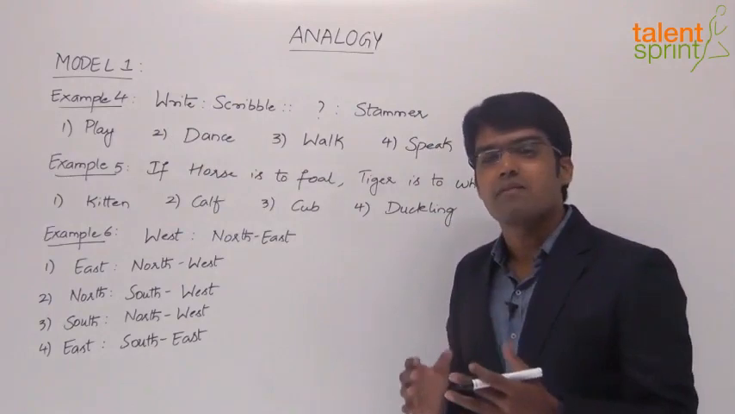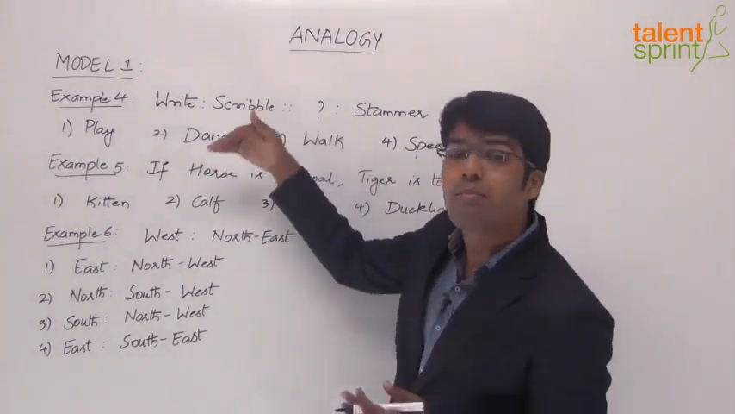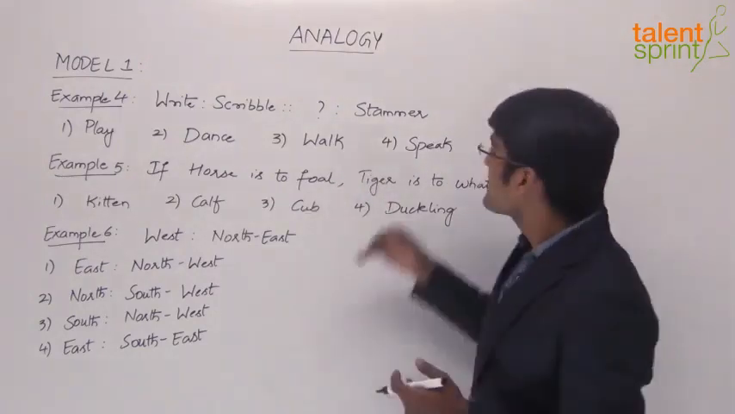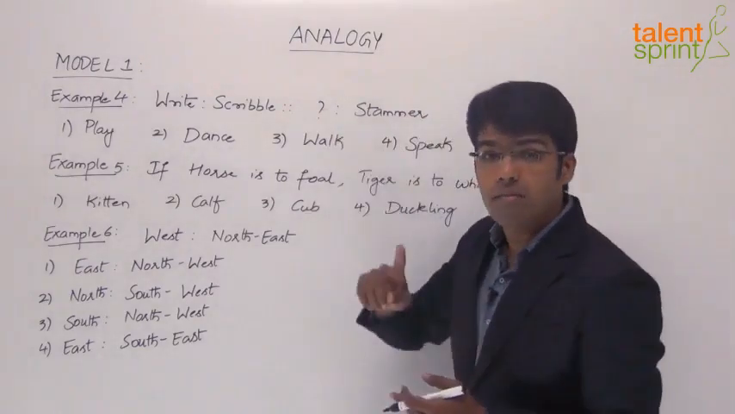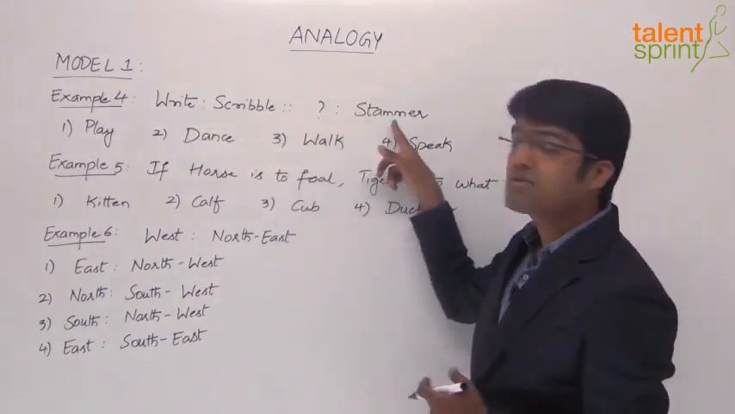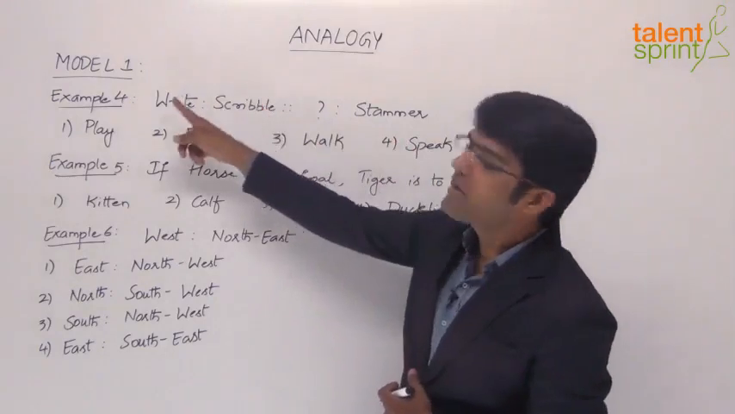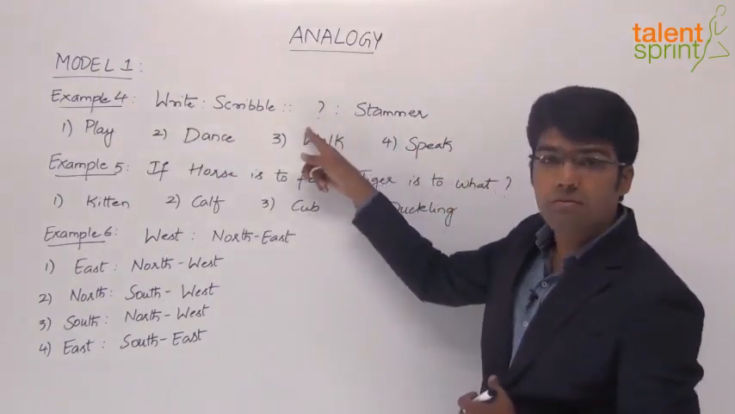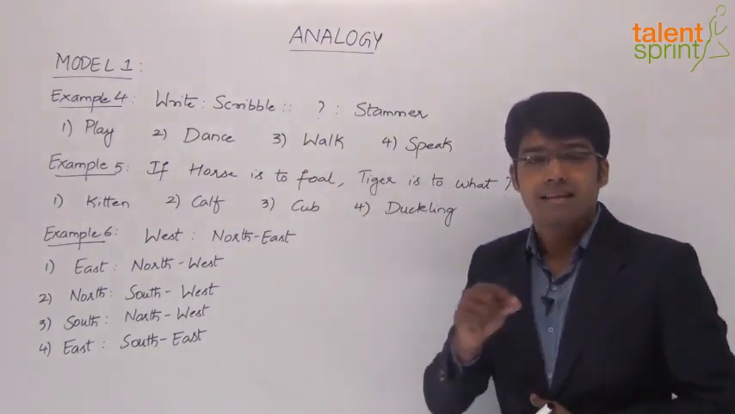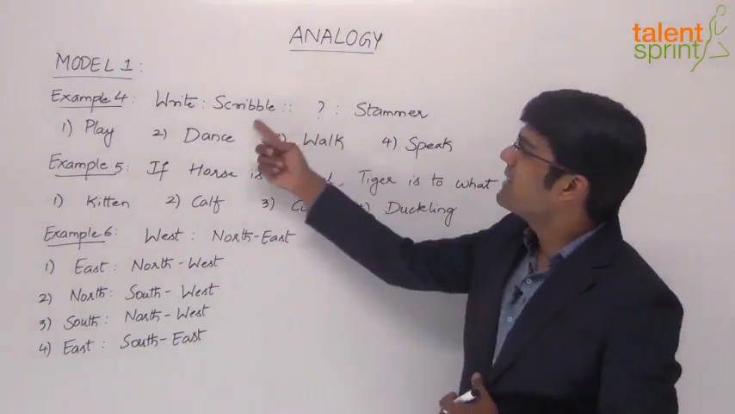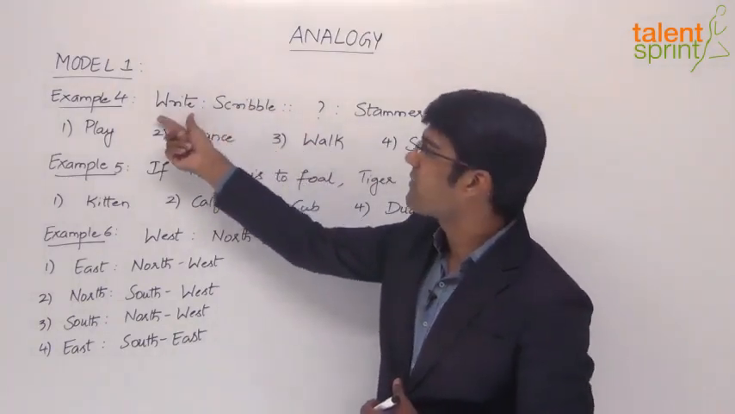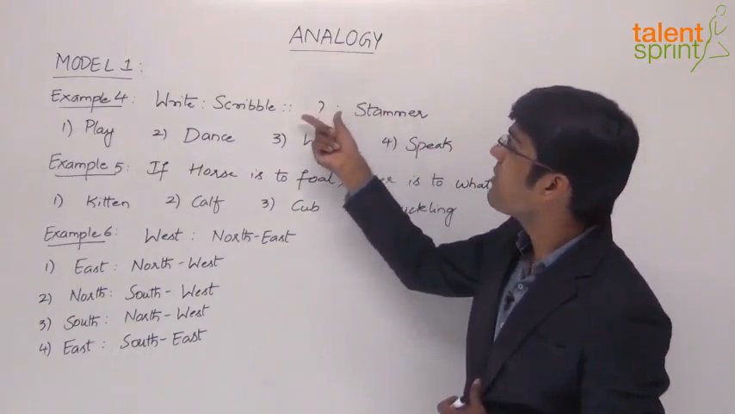So what kind of sentence can we make here? We can say scribble is an improper way of writing. It's an improper form of writing. So stammer is an improper form of what? Remember here, write and scribble. What is to stammer? Scribble is an improper way of writing. So stammer is an improper way of what? This is what I meant when I said you have to take the words in the proper places in the given sentence. If scribble is an improper form of writing, then stammer is an improper form of what?